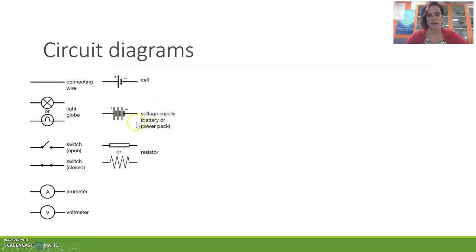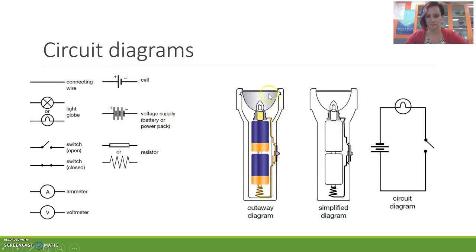So here's our energy supply. Here's a torch. This is straight out of your textbook, and here's what the torch would look like on the inside. Here's a simplified diagram, and here's what our circuit diagram is showing. This is where our battery is, this is where our energy is coming from, and it's flowing to the energy user, or our light globe.